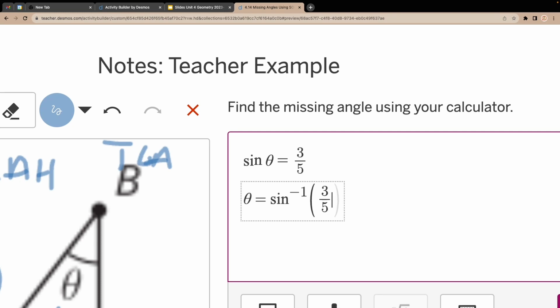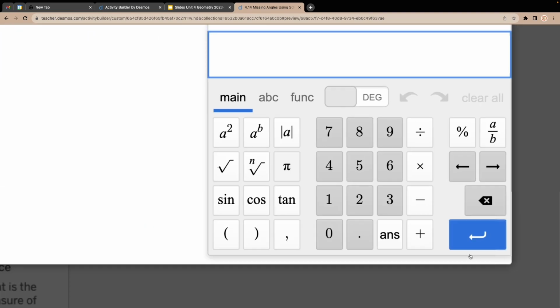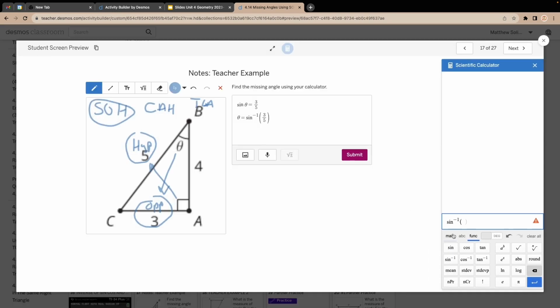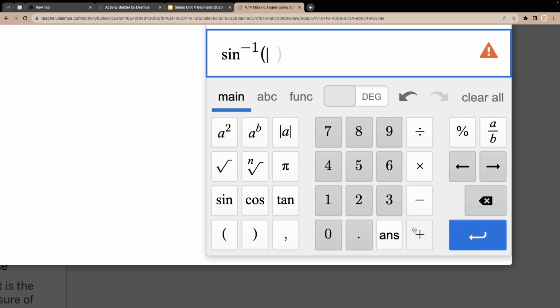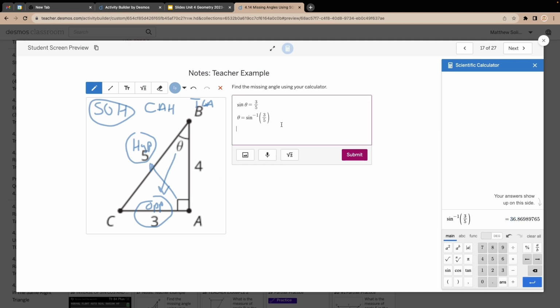Now you might be saying, what just happened? All we did was move sine over, we do the opposite. The opposite of sine is sine -1. It's just a button on your calculator. It means I want to find the angle. So I'm just going to type in sine to the -1, and the numbers are 3 divided by 5. So that's going to be 36.8, or if I round it to the nearest tenth, a 36.9 degree angle. So I know theta equals 36.9.